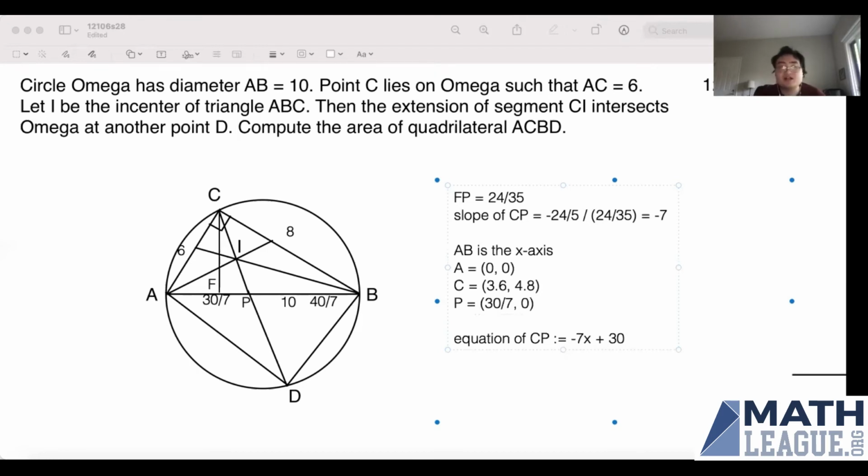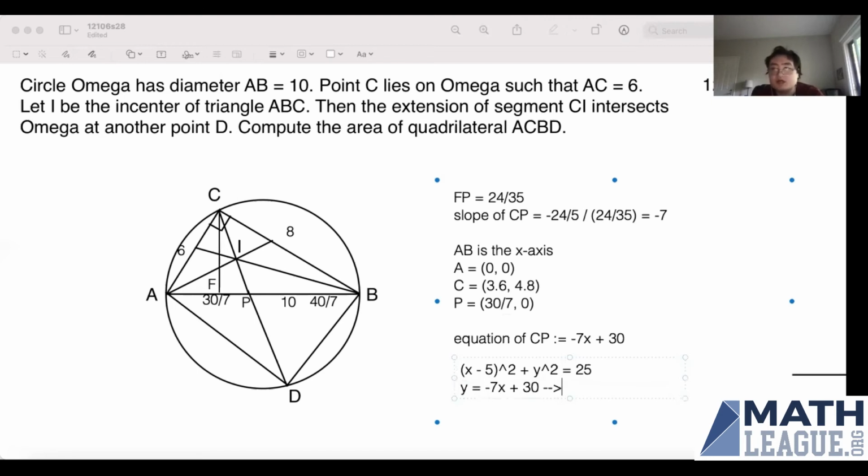Now we want to find out where this intersects the circle, in other words, what our point D is. This is just algebra from here on out. We need the equation of the circle. It's centered at (5, 0) and has radius 5, so it's (x minus 5) squared plus y squared is equal to 25. Plug in y equals minus 7x plus 30.